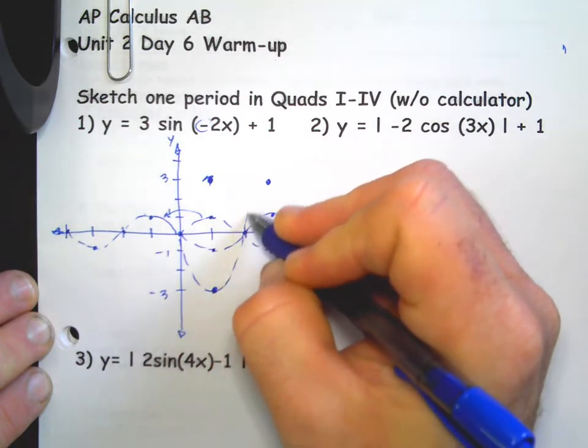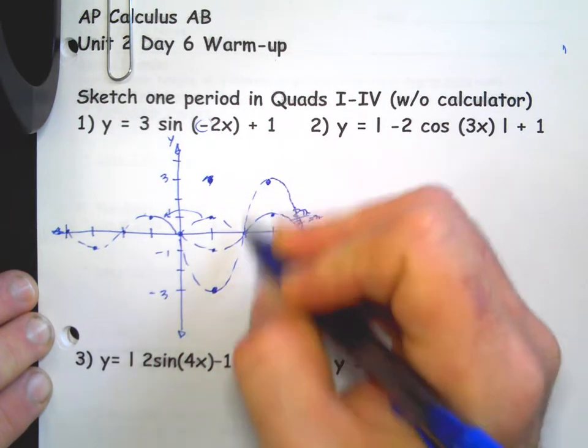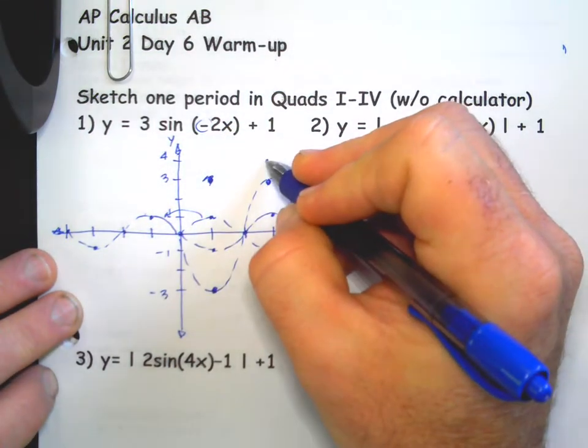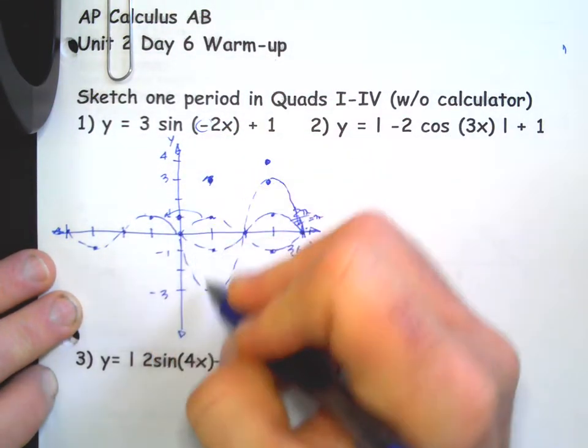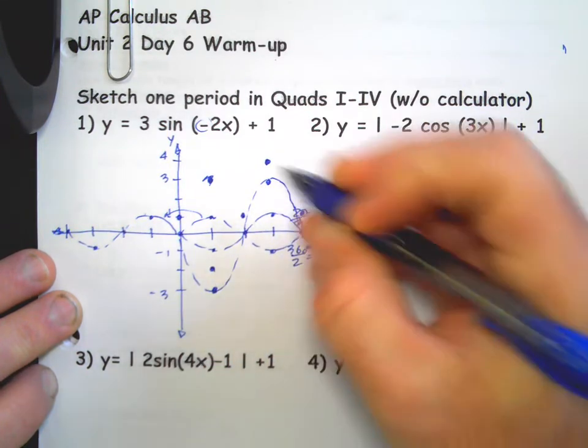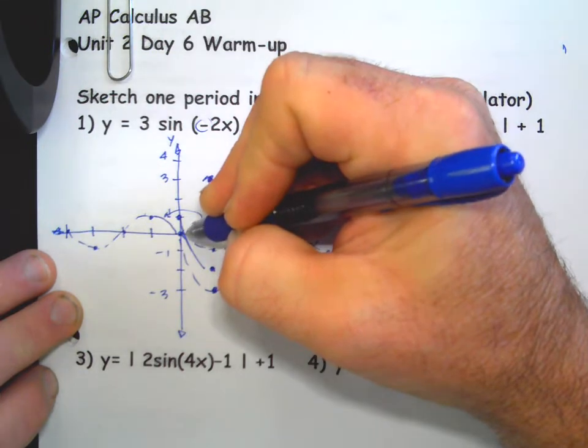Now, at some point, it becomes a little easier. Like, okay, this is obviously my last step. And then the 1 moves everything up 1. So that's going to go up here. This is going to go up here. This is going to go up here. This is going to go up here. This is going to go up here. And that's going to be our final graph.